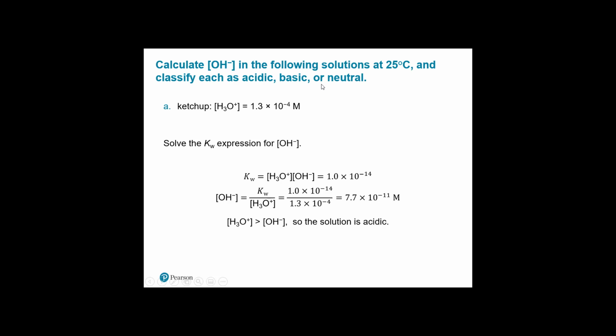Now we need to know if this is acidic, basic, or neutral. So remember, it all has to equal this. So if one goes up, one must go down. So this is a larger value. So this is an acidic solution. There are fewer zeros here than here.